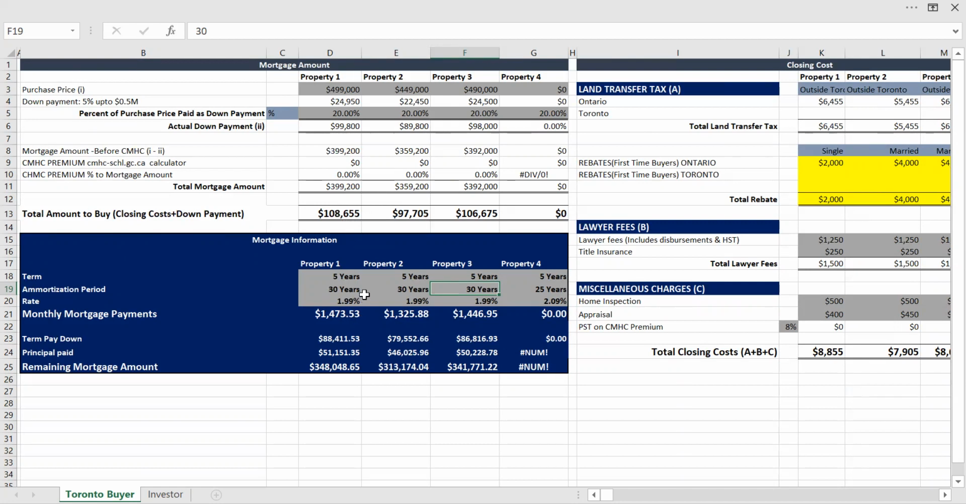Next, we'll look at the mortgages. So these are 5-year term mortgages. I've used 30 years as the amortization, and I've used a rate of 1.99. You can probably get a rate lower than that if you're going with a variable, or you can get a rate that's higher than that if you're going with a fixed rate. So I've gone with the kind of split the difference. I've gone with 1.99 for the purpose of this example, but this is very, very realistic.